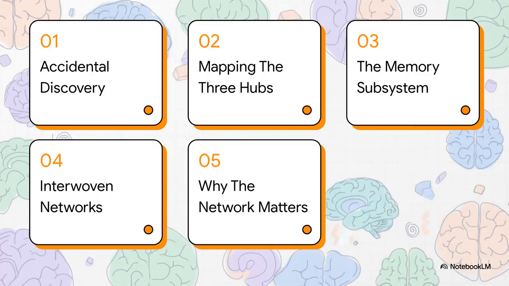Think of this agenda as our transit map for today's Explainer. We'll be hitting 5 stops. 1. The accidental brain discovery. 2. Mapping the 3 hubs. 3. The memory subsystem. 4. Interwoven networks. And 5. Why the network matters.